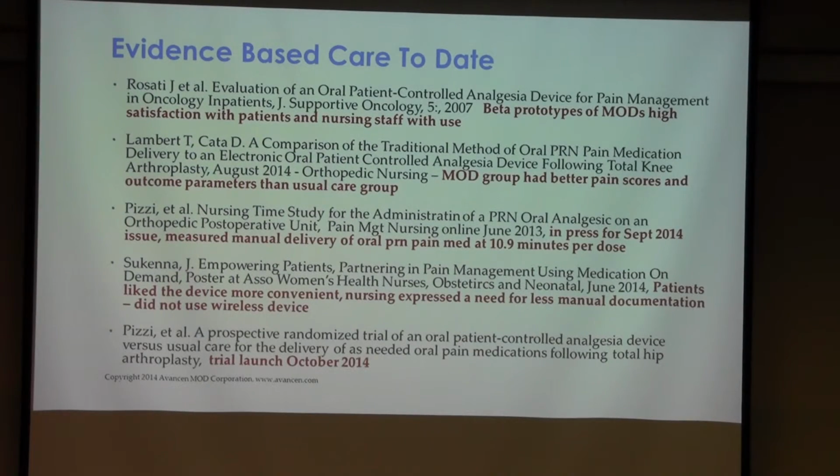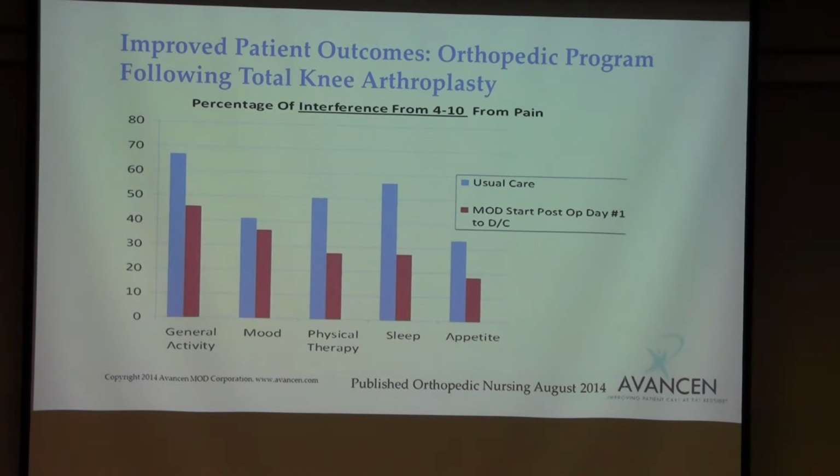Some of the literature here, and I could give you anything you want. We've got a lot of studies, more on the way. This is interesting. Flagler Hospital, I said, is our oldest hospital, did a poster session for orthopedic nursing, and they compared basically the usual care to the mod. So the usual is blue and the mod is red. And basically how much interference they got from pain. And what you see is, in mood, activity, sleep, appetite, all the mod patients had far less interference from pain than the usual care patients. So they saw a real benefit.